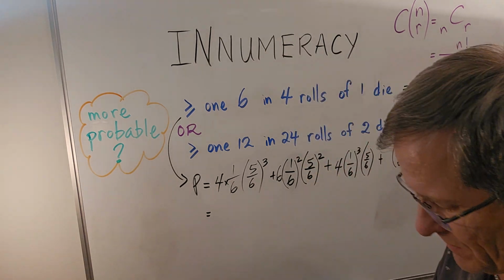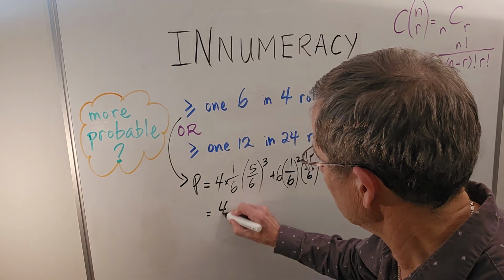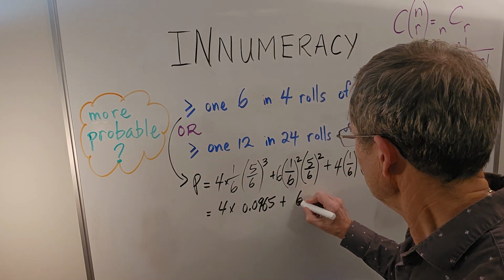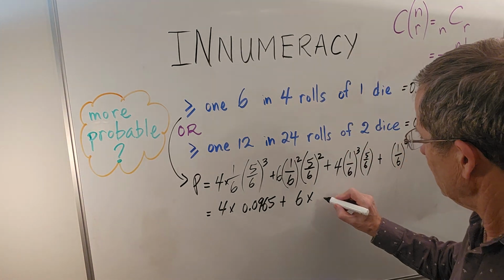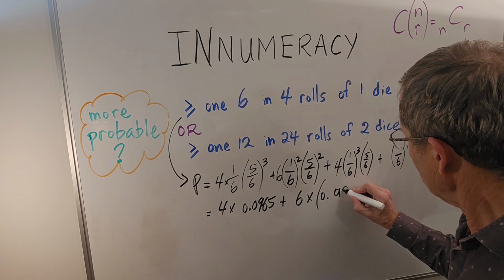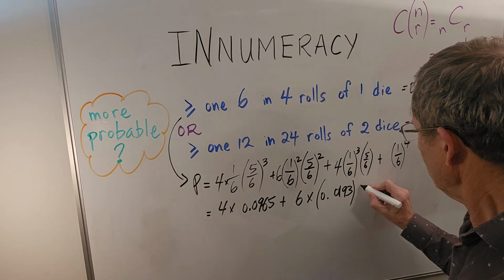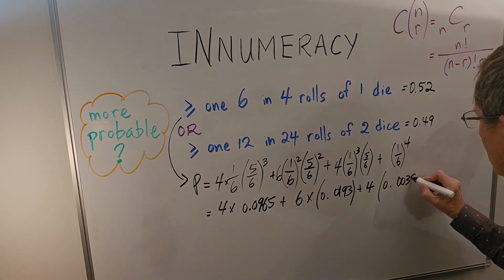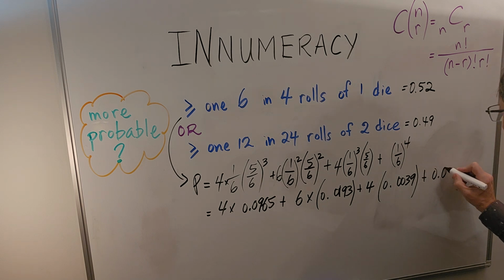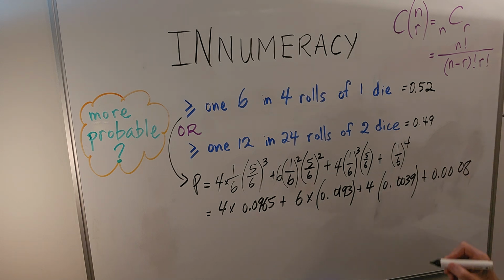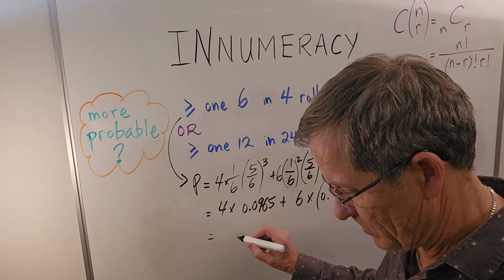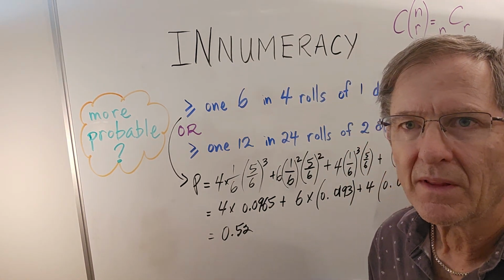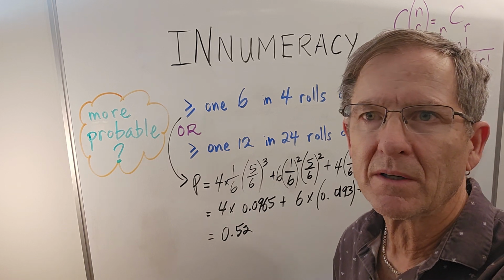And if you add these up, I've got the numbers here, that's 4 times 0.0965 plus 6 times 0.0193 plus 4 times 0.0039 plus 0.0008 to 4 decimal places, and that adds up to approximately 0.52. So that is correct. Now let me just pause the video, clean the board, and I'll do the next one.